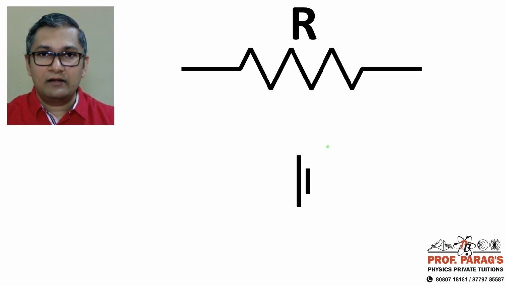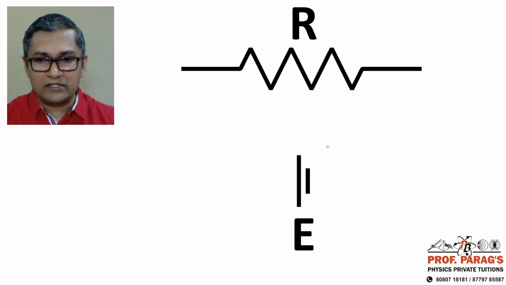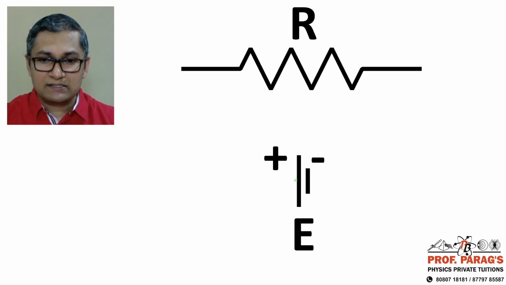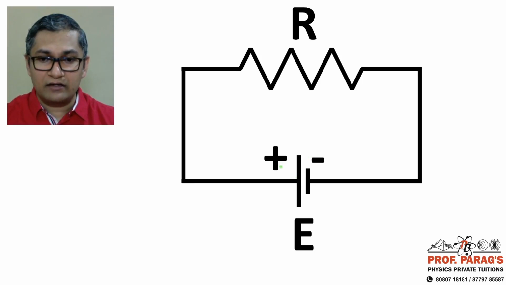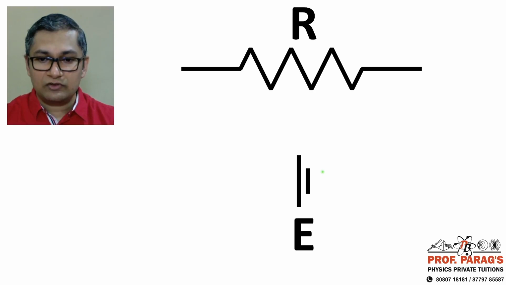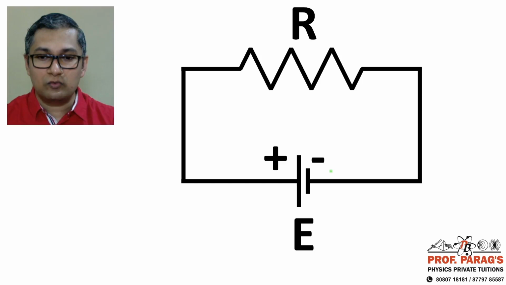Okay, and this cell has a voltage, we can call it E, or if you want you can call it V. This plus line here, the bigger line, is the plus symbol, and the minus sign here is for the smaller line. So let us connect this cell to our resistor through wires.